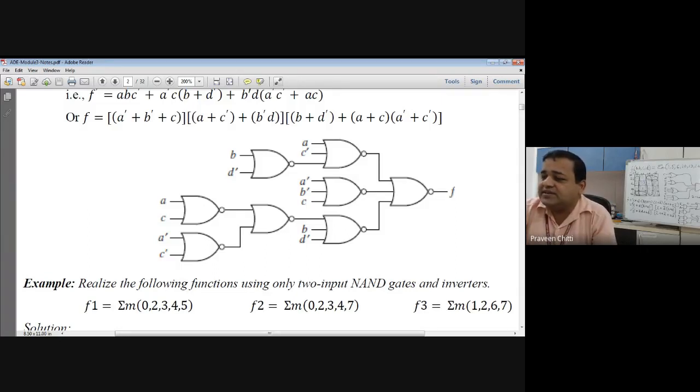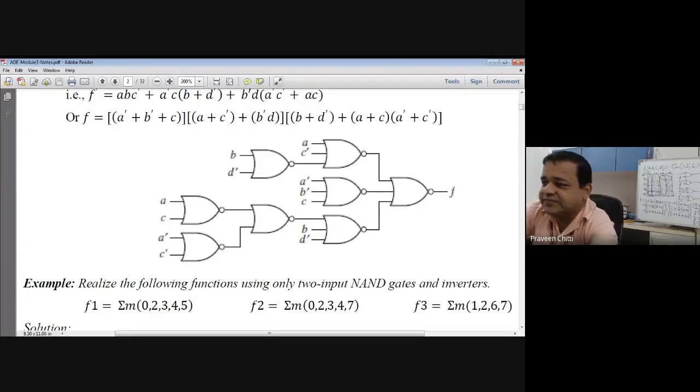Okay. Then write the third point: replace all gates with NAND gates, leaving the interconnections unchanged. Full stop.